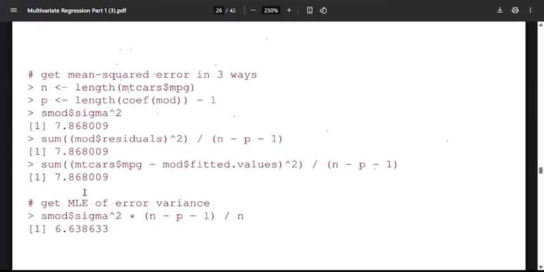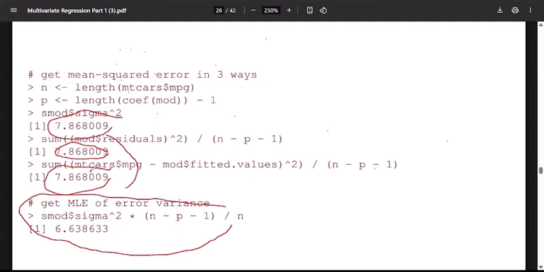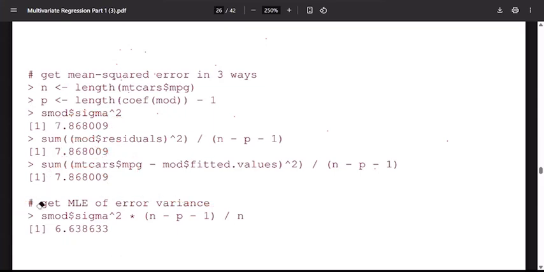If you really want to know, there are several ways to compute the MSE. You can see here we are getting the same value. All of this is to compute the MSE, the mean square error. But how do we compute the MLE? It is this. If you compare them, you're going to see the MLE is smaller. Oh, my time is up.